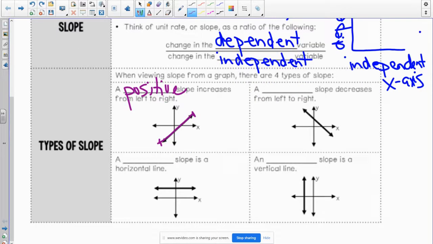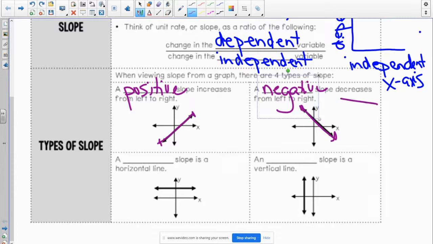As we look at this graph from left to right, if you think about standing up here and you're looking at going down this line or down this slope, that is decreasing, or what we know as a negative slope. So it's decreasing from left to right.